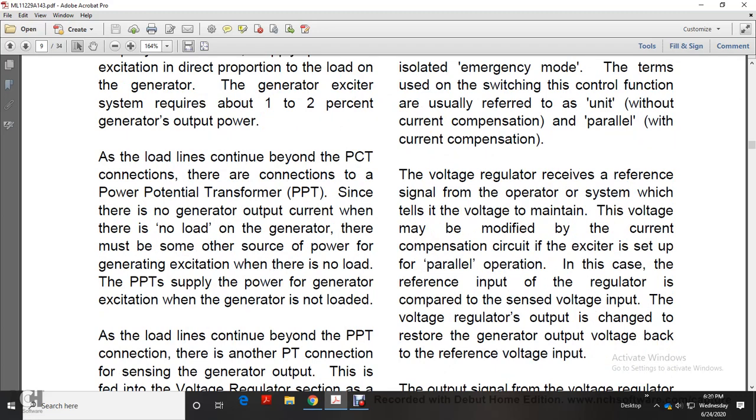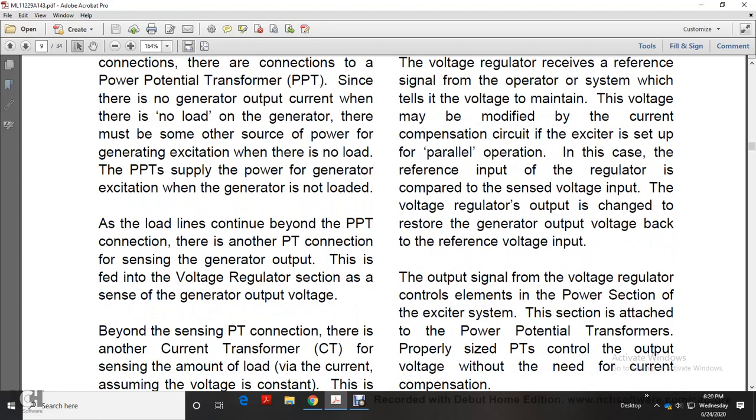So if there's no generator output current, with no load on the generator, there must be some source of power for the generator excitation where there's no load. A power potential transformer supplies the power for the generator excitation, which is not low, but this load is continuing beyond the power potential transformer.